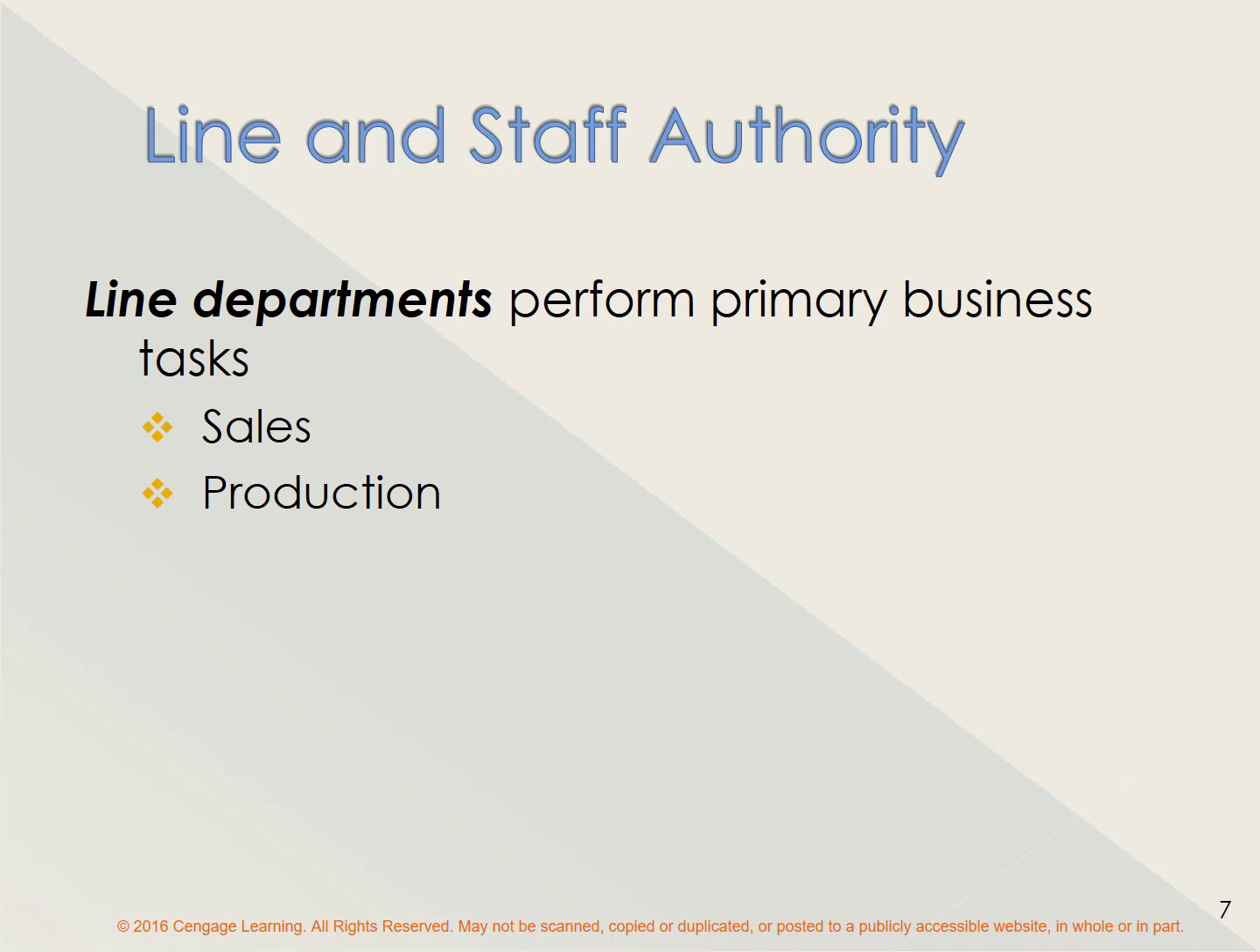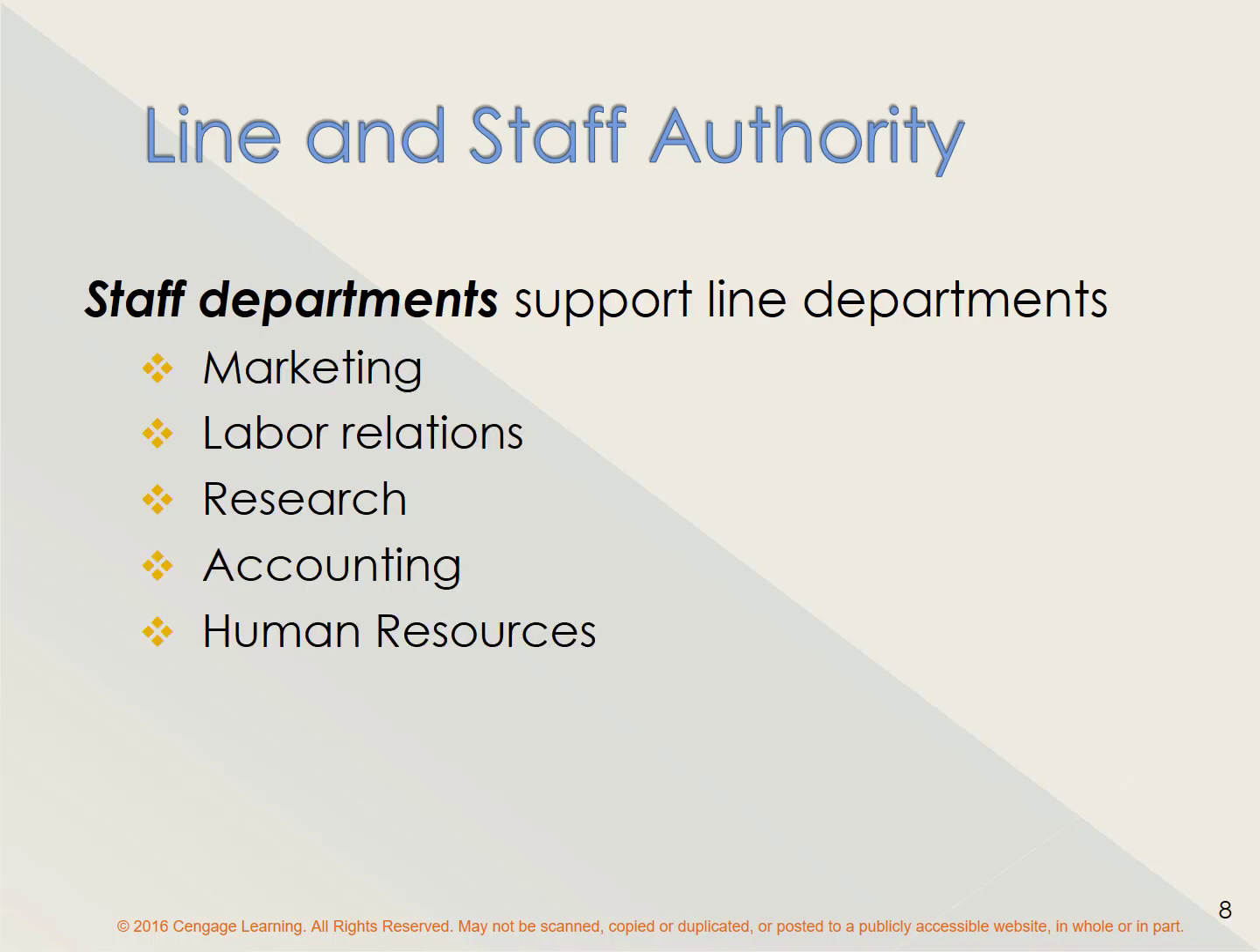Line and staff authority. Line departments perform primary business tasks. This is something you don't always hear people refer to as line departments in the workplace; you might hear divisional a lot. For example, if you work in the sales department, everybody in your department ultimately works towards sales. Same with production. So you'll often hear those called line departments or divisional departments.